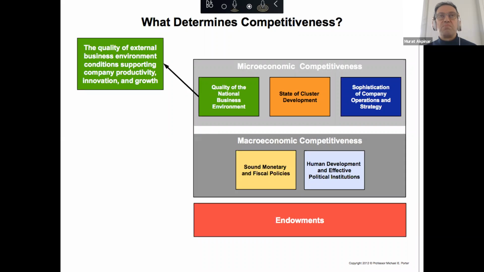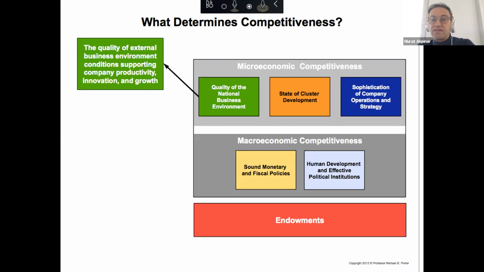We looked at macroeconomic determinants of competitiveness. We said that we need stable economic conditions. We also need institutions, political institutions, and also institutions for human development to be competitive. But then finally, we said that these things are important, but at the end, what really determines competitiveness from external factors is the upper line, where we see the microeconomic determinants.